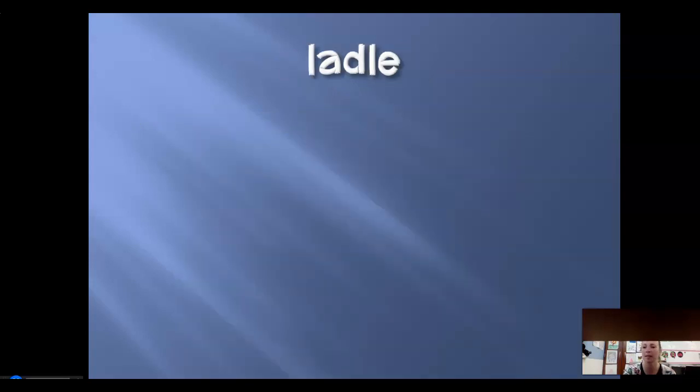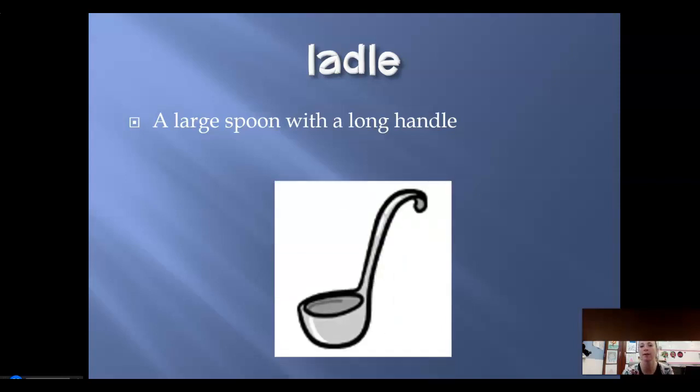All right, say ladle. All right, a ladle is a large spoon with a long handle. So a ladle looks like this. We typically use it to scoop out soups, but we may also scoop out like punch if you would have a punch bowl at a party or something. So a ladle, again, is a large spoon with a long handle.